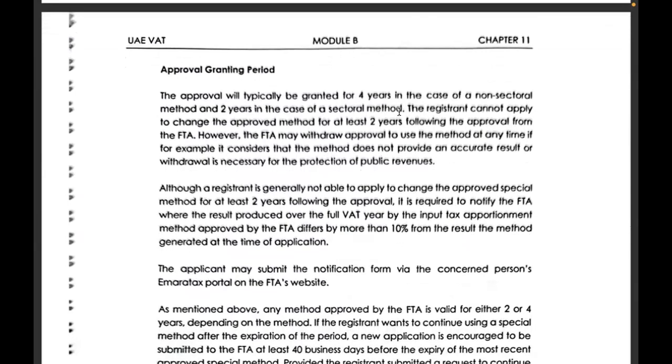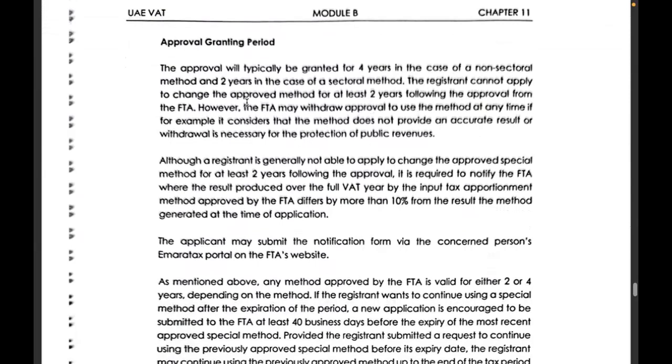So that's something important because if the approval is granted, then after 2 years, we have to probably go back to FTA. The registrant cannot apply to change the approved method for at least 2 years following the approval from the FTA. That's a very critical point for us to remember. For the next 2 years, we cannot go back to FTA again saying that, oh, we made a mistake, the previous method was correct. FTA is not going to allow that.